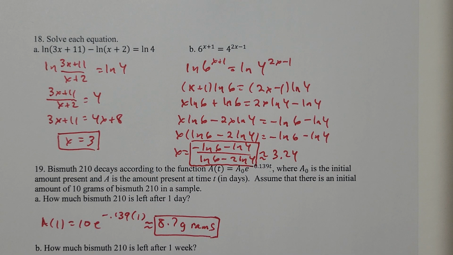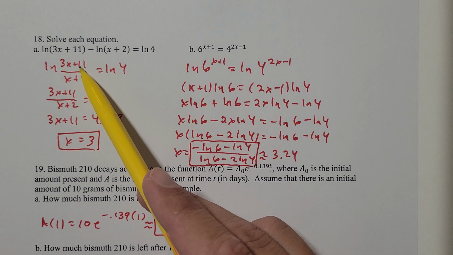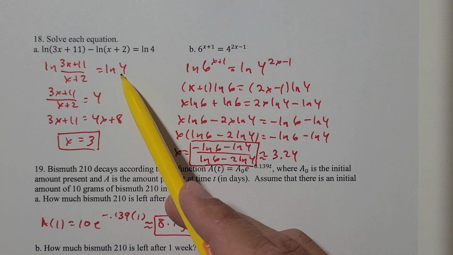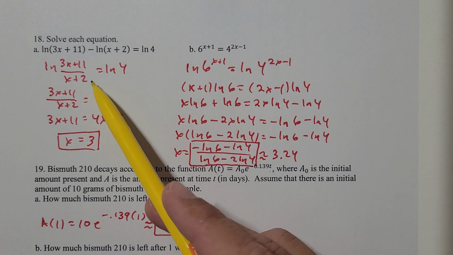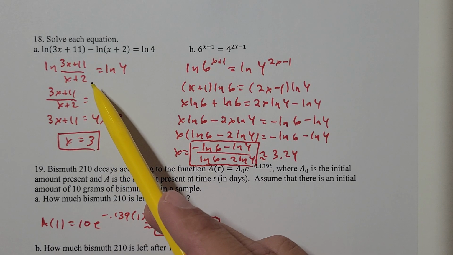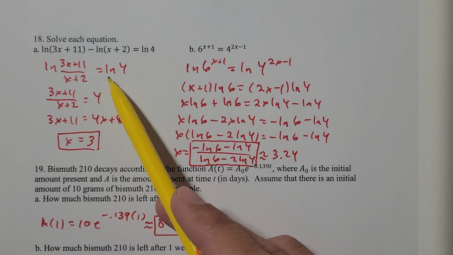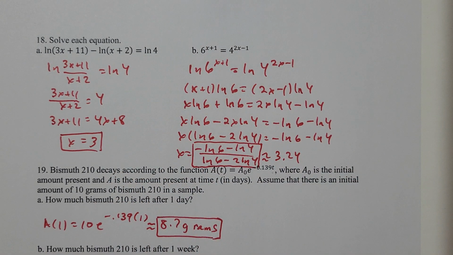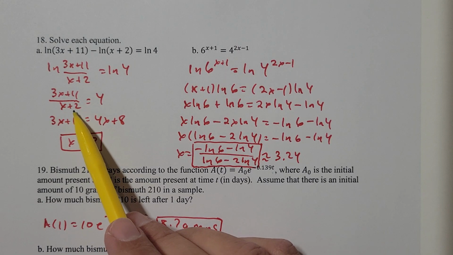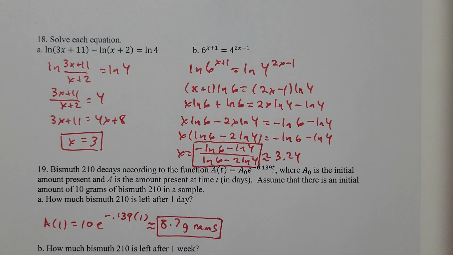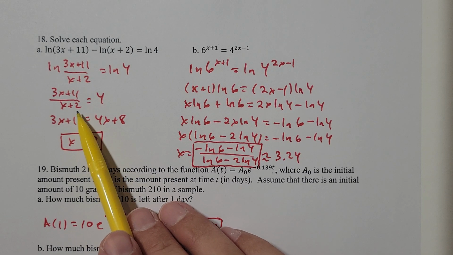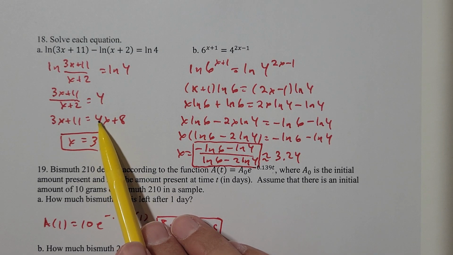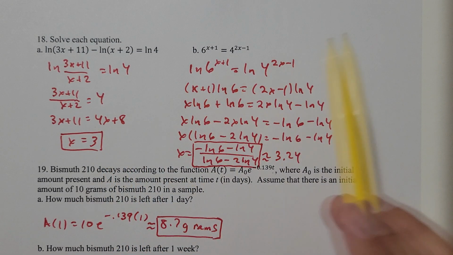So I'm going to have the ln of (3x plus 11) divided by (x plus 2) equals the ln of 4. Now with this logarithmic equation, I have ln on both sides. That means I can set the inner terms equal and lose the logarithmic notation. So I have (3x plus 11) over (x plus 2) equals 4. To solve for x, I multiply both sides by x plus 2. On the right, I'm going to have 4 times (x plus 2), that's 4x plus 8.